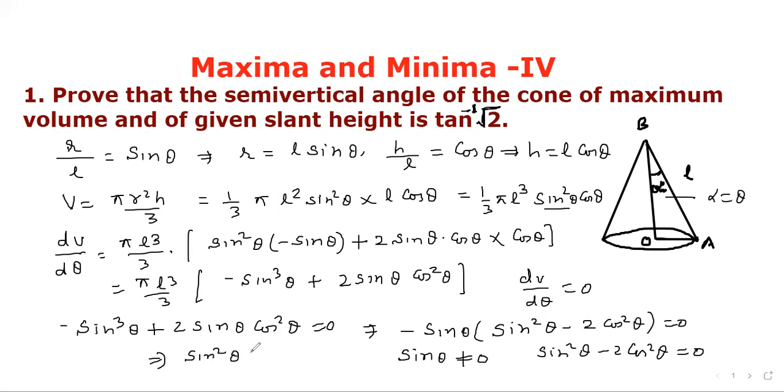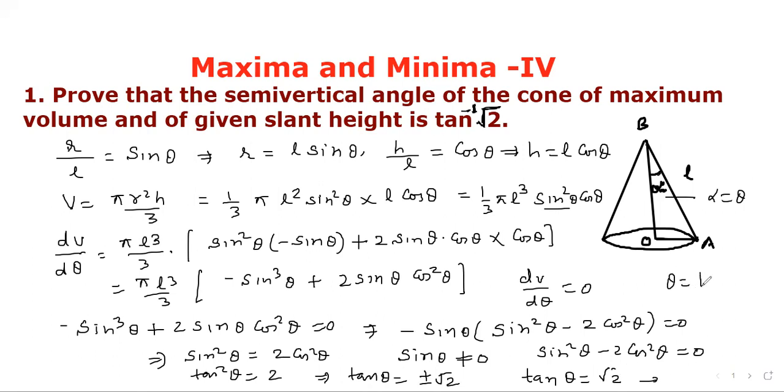So this will give sine square theta equal to 2 cos square theta, or tan square theta equal to 2, which implies tan theta equal to plus minus root 2. Here, tan theta can't be negative, so we will take only the positive value. So tan theta equal to root 2. So from here we can get theta equal to tan inverse root 2, which is our answer.